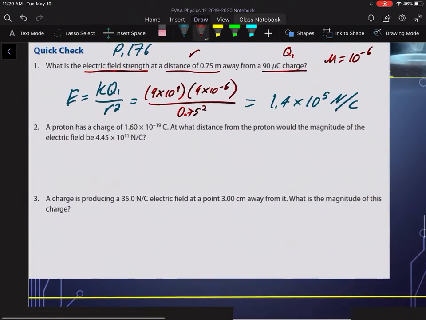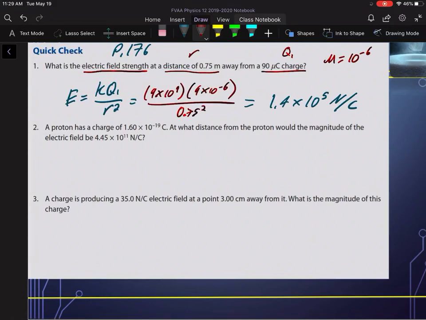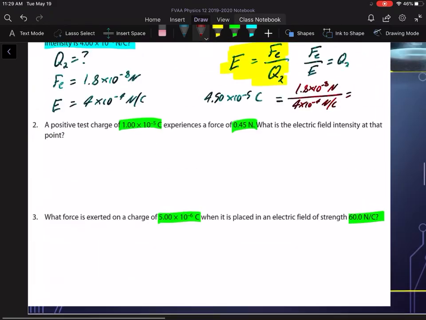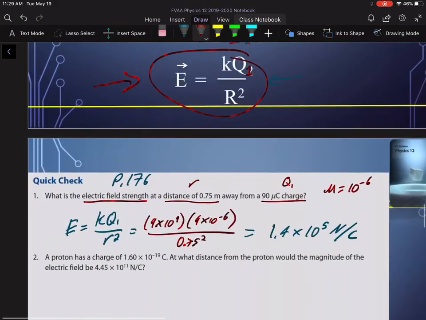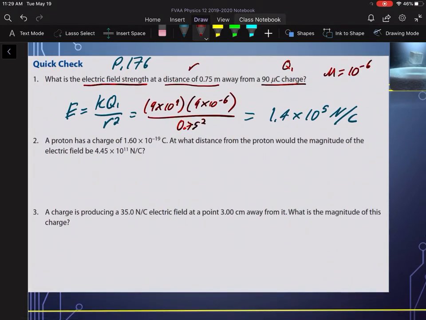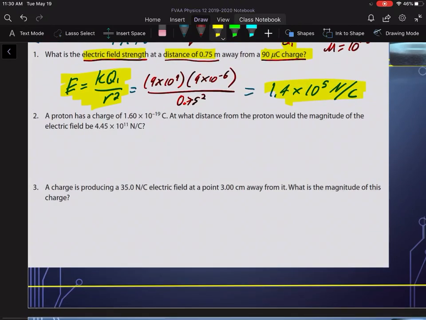Then again, on page 176, you have some questions similar to page 175, looking at some applications of this. I answered the first one, again just a plug and chug question. I have my original equation with Q1. Here they're asking me for the electrical field strength at a given distance, with this being my source charge, that Q1 for this particular electrical field. Plug and chug, you get your answer. Numbers 2 and 3 are your homework for this again.